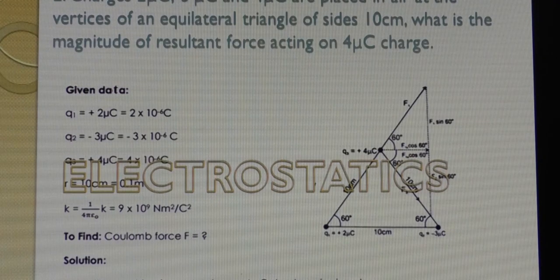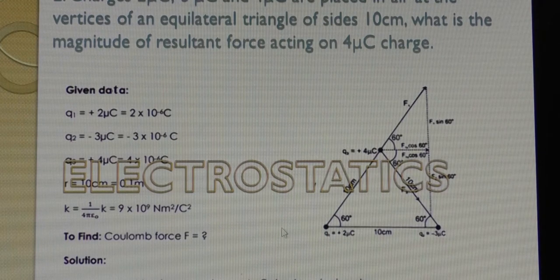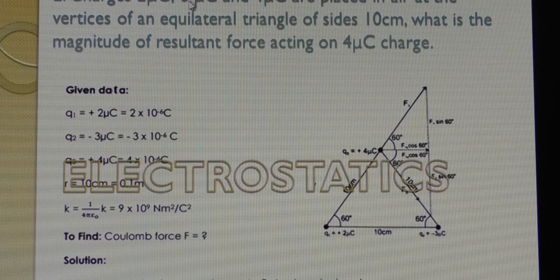All right. Now we come to numerical number 2. Charges 2 microcoulomb, minus 3 microcoulomb and 4 microcoulomb are placed in air at the vertices of an equilateral triangle of sides 10 centimeter. What is the magnitude of the resultant force acting on the 4 microcoulomb charge? So you have to understand the situation. We have three charges placed at the vertices of an equilateral triangle. We must know about an equilateral triangle: it is a triangle having 3 equal sides.